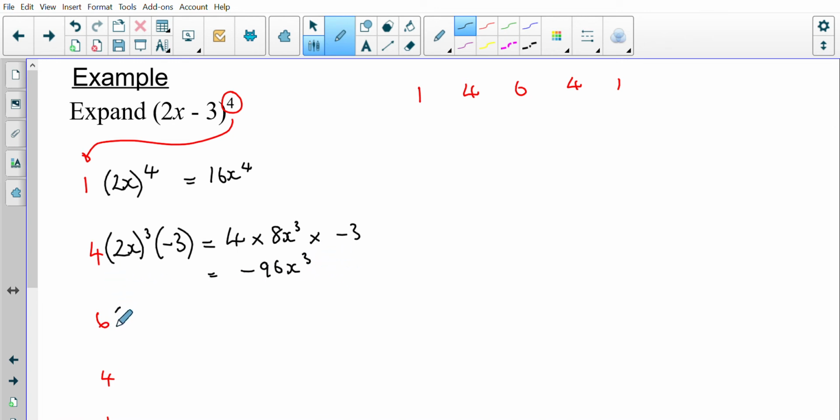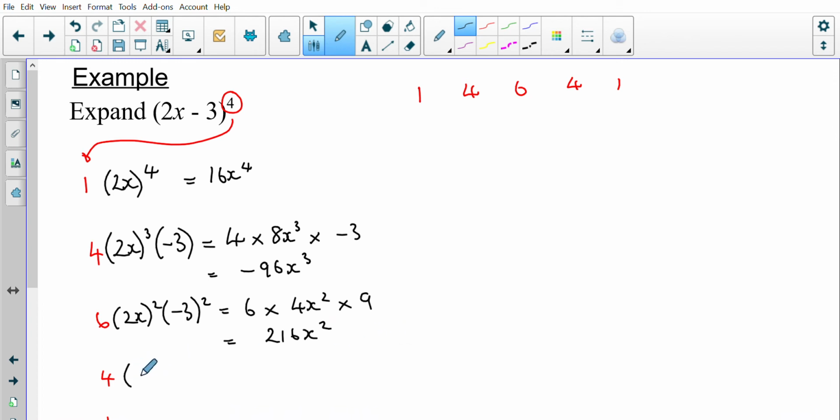Moving on to the third term, my 2x, decrease the power by 1, minus 3, increase the power by 1. Okay, important to put the minus 3 in brackets because we all know that minus 3 squared is plus 9. So when we work this one out, we're going to get 216x squared.